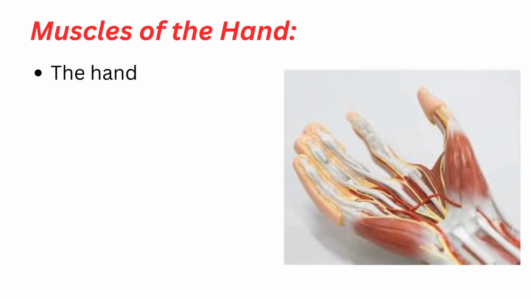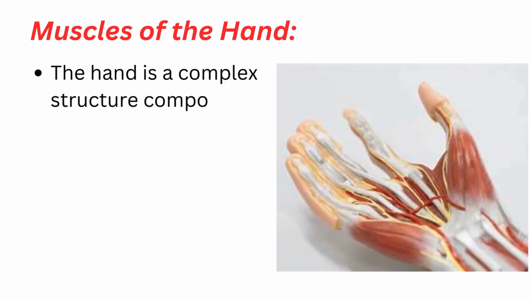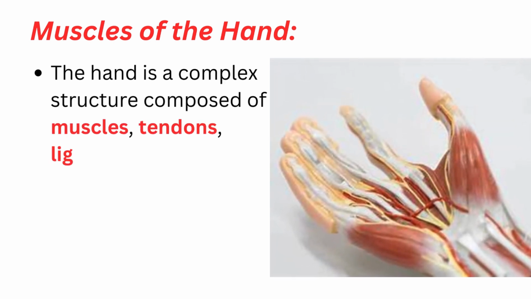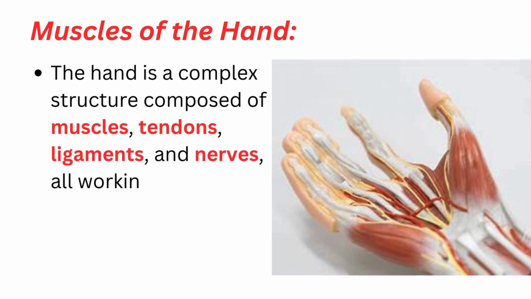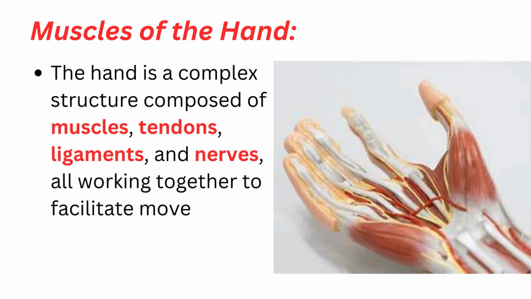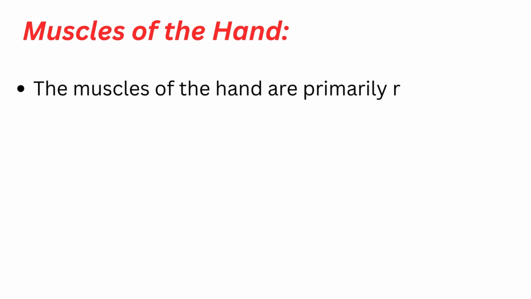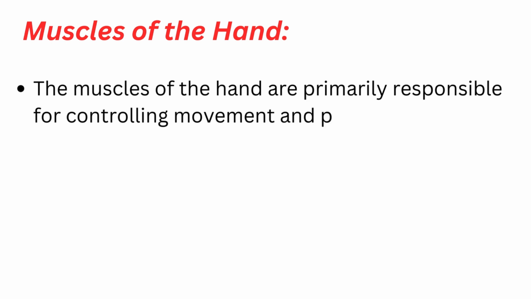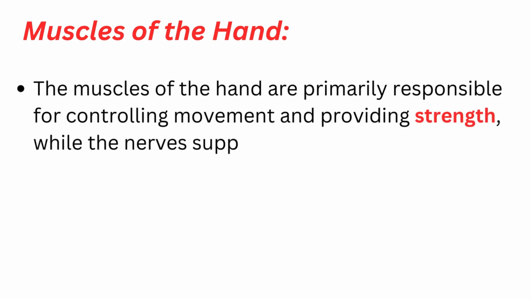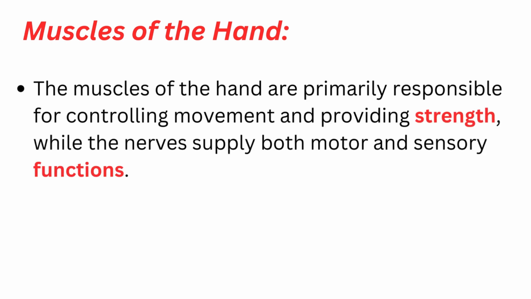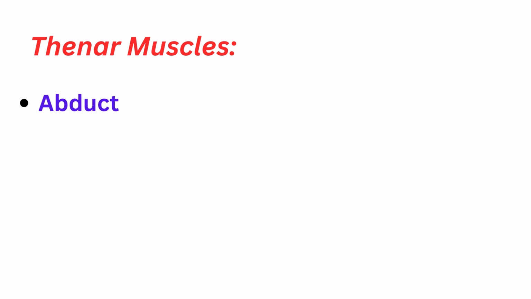Muscles of the hand. The hand is a complex structure composed of muscles, tendons, ligaments, and nerves, all working together to facilitate movement, dexterity, and sensation. The muscles of the hand are primarily responsible for controlling movement and providing strength, while the nerves supply both motor and sensory functions. Thenar muscles.